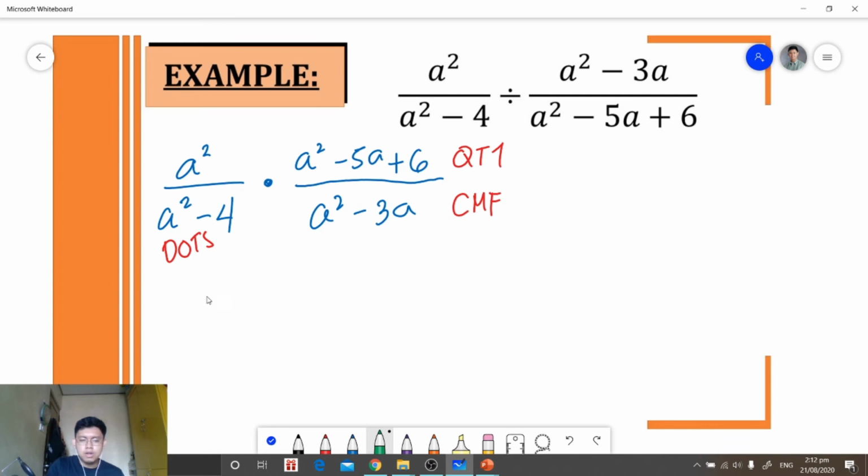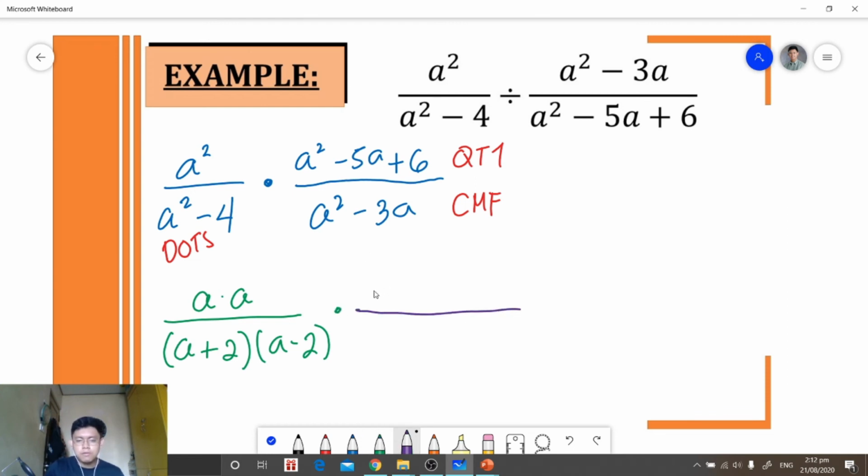So for our numerator, it is a times a. For our denominator, it is a plus 2, a minus 2. It is multiplied to our second rational expression with the factor of a minus 3 times a minus 2 all over, common factor is a times a minus 3.